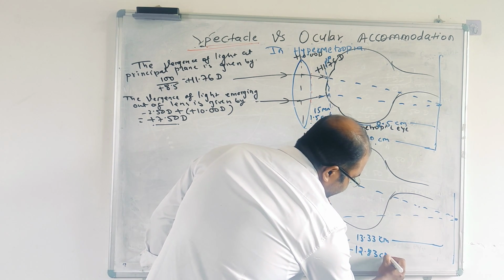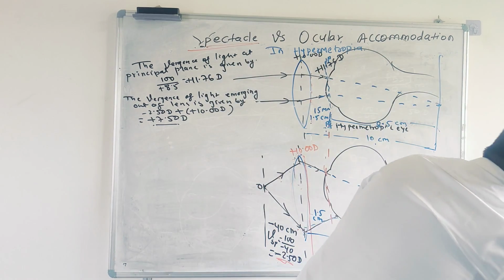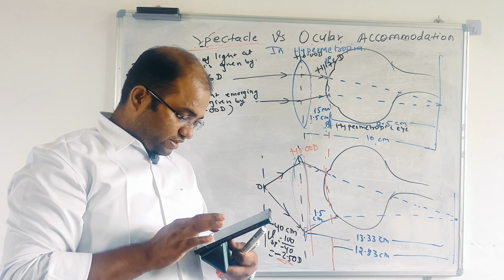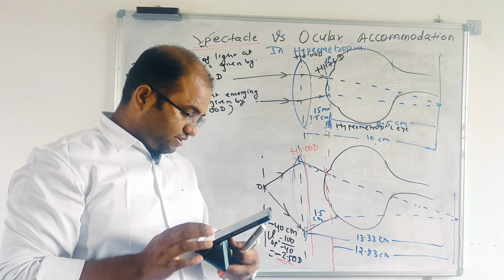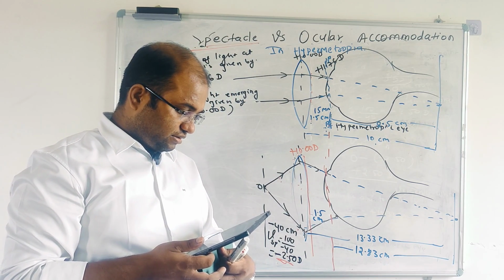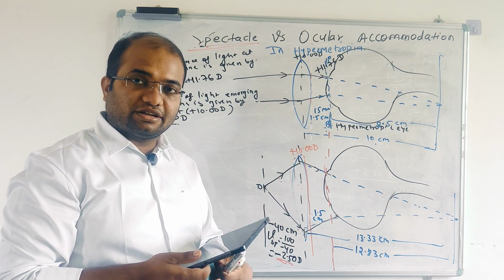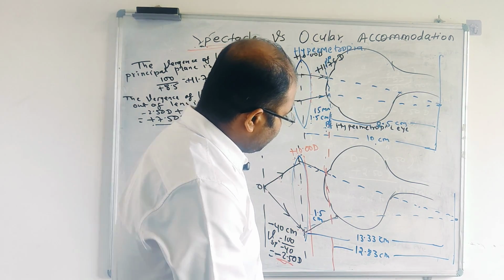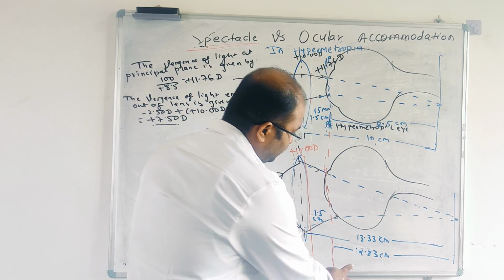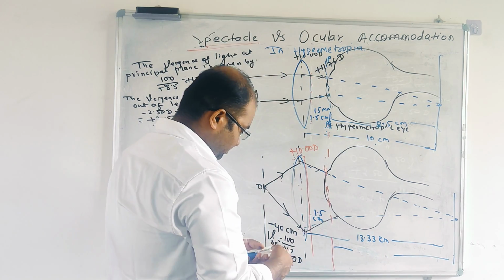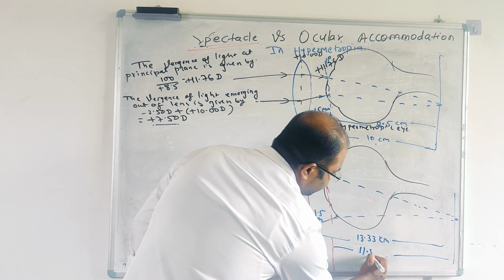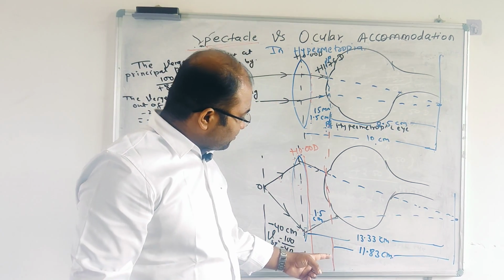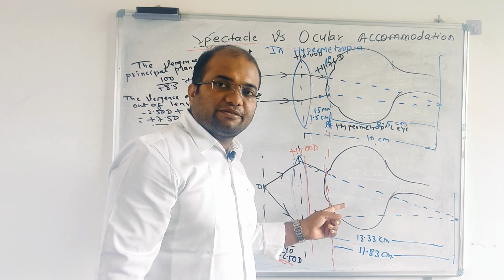12.83 centimeter. Just cross check. 13.33 minus 1.5. Yeah, it is 11.83. It's not 12.83, it's 11.83. It's better to always recheck. So it's 11.83 centimeter. Once we know this distance, just take the reciprocal of this distance to get the vergence at the principal plane.